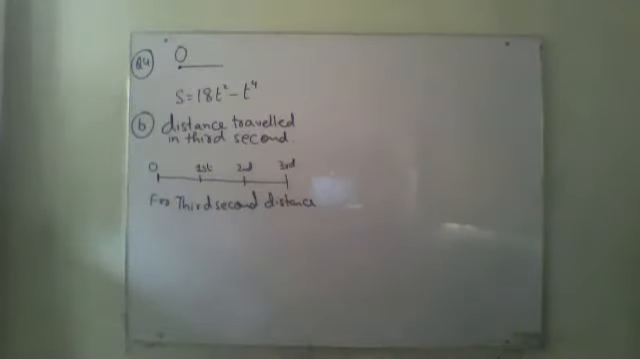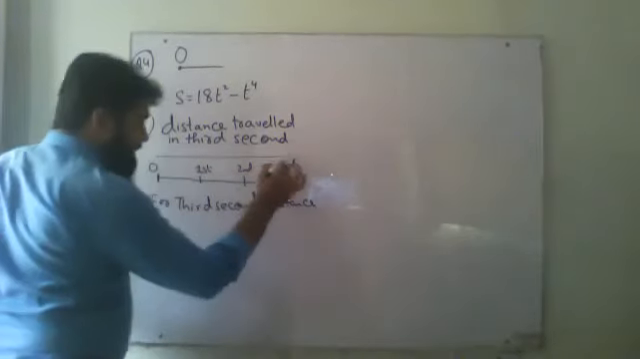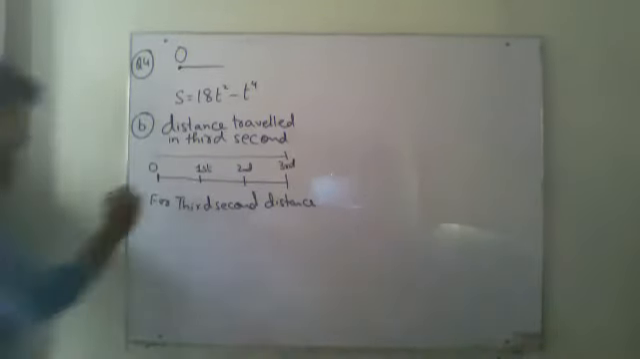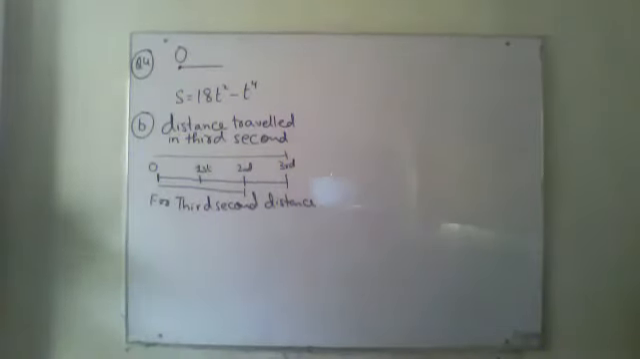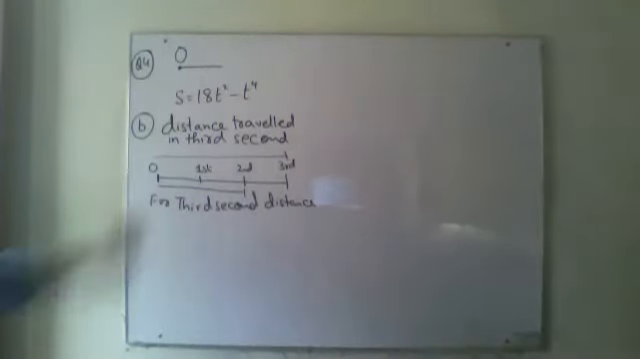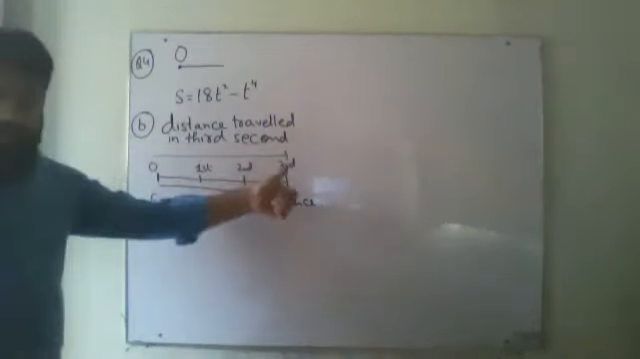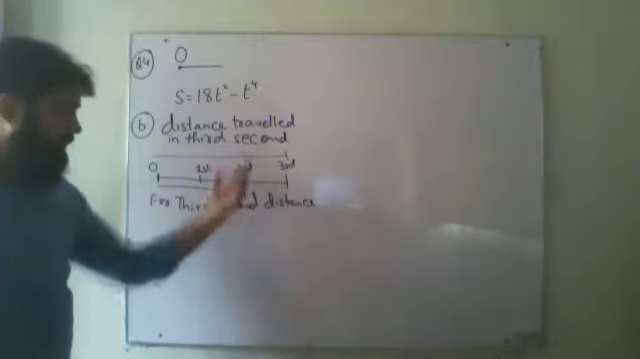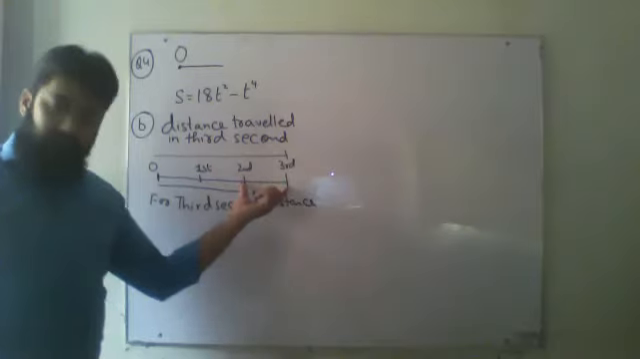For the third second distance, what will I do? I will take the whole distance traveled in 3 seconds, and then I will take the distance traveled in 2 seconds, and after that I will subtract them. First of all, I will take the distance traveled in 3 seconds, this whole distance. Then I will take the distance traveled in 2 seconds, and after that I will take the difference and I will have the distance traveled in the third second.